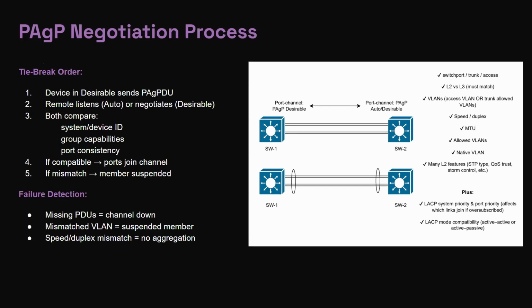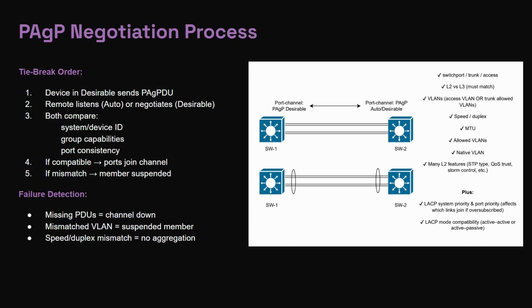The negotiation process: the device in desirable sends a data unit. The remote listens, whether it's auto or desirable. They both compare system and device IDs, group capabilities, and port consistency. If it all matches, it is compatible and a port channel is created. If it mismatches, the member is suspended, and you'll be able to see that through the show interface commands.